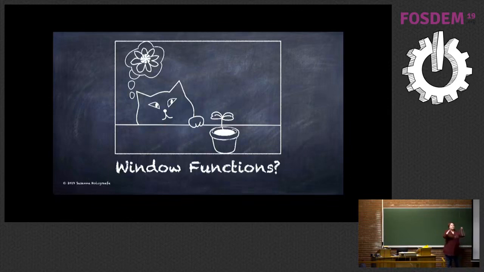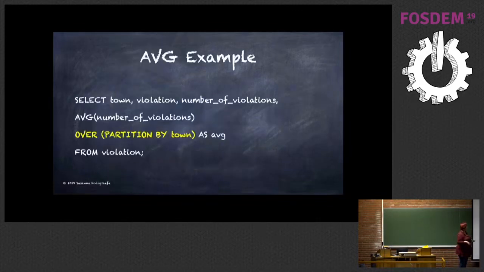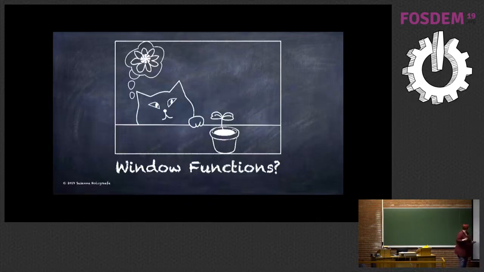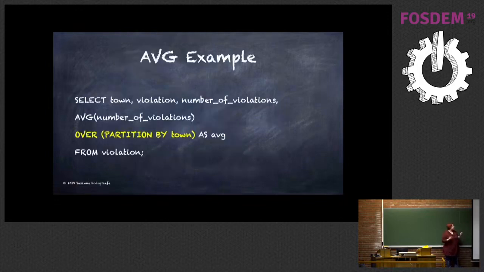Window functions make a window from a result, or make a partition. So it's easier to explain it by examples. I made the average example. You can do window functions on almost all aggregates. I just took the average function and made a new table with violations, number of violations and town, just because I did not want millions of results, just 10.